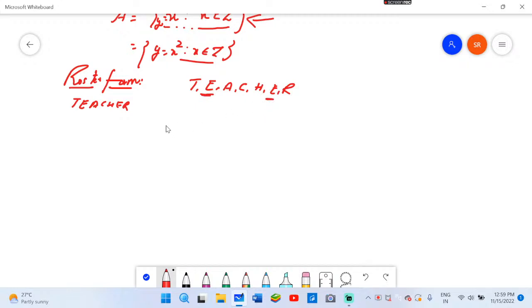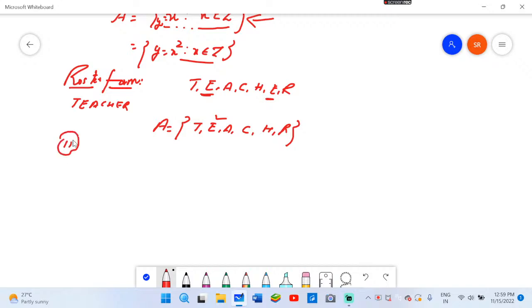Let us write in tabular form or roster form. The set will be T, E, A, C, H, R. I have written E once only. So this is tabular form or roster form.